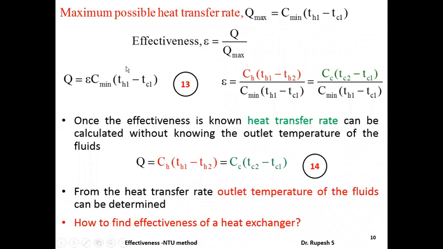From the expression of effectiveness, the actual heat transfer rate Q can be calculated from expression 13 without knowing the outlet temperatures of the fluids. Once you know the actual heat transfer rate, the exit temperatures of the fluids can be evaluated from equation number 14. Now, to perform all these things, the effectiveness of the heat exchanger is required. Now we will discuss how the effectiveness of a heat exchanger can be determined.